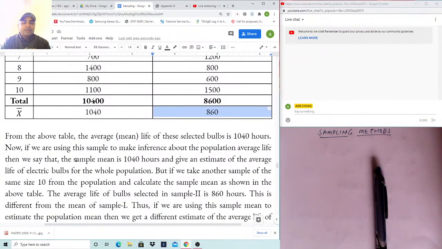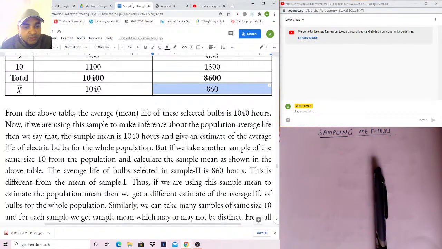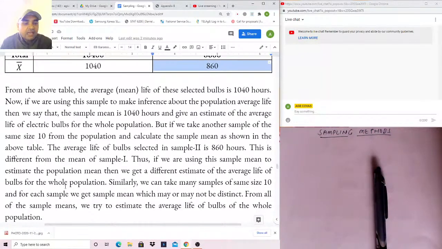From the above table, the average life of these selected bulbs is 1040 hours in sample 1. Now we are using the sample to make an inference about the population average life. We can say that the sample mean of 1040 hours gives an estimate of the average life of an electric bulb for the whole population, that is, all the bulbs produced in that factory. But if we take another sample of size 10 from the population and calculate the sample mean, the average life of bulbs in sample 2 is 860 hours. This is different from the mean in sample 1. Thus, if we use the sample mean to estimate the population mean, we get a different estimate of the average life of bulbs for the whole population.